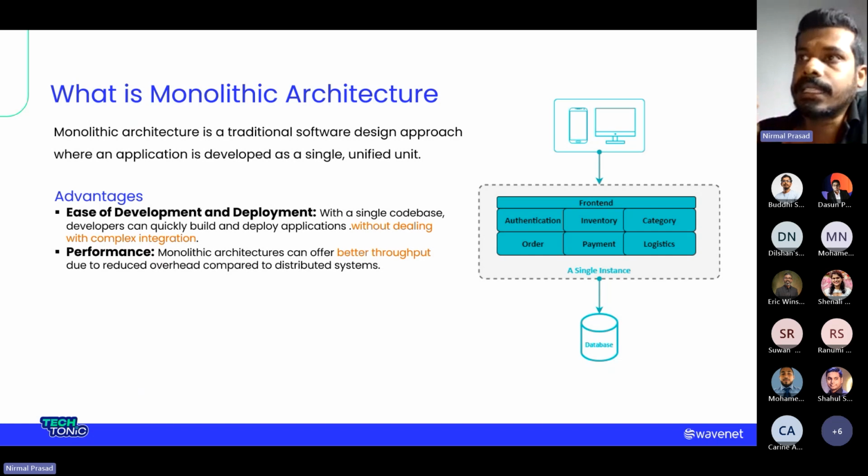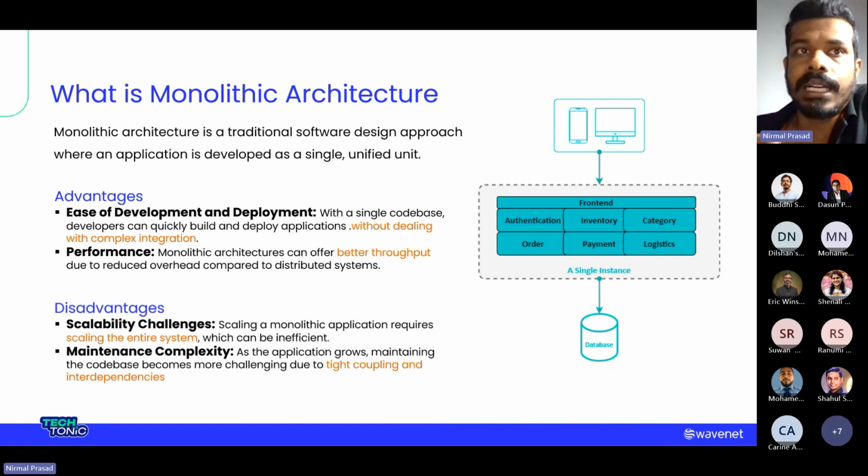Another thing is that the performance of this architecture is high because it is a single unit. It runs as one process. Because of this one process, module to module communication goes through the same memory space. There is no network involvement, so we can get better throughput from this kind of architecture. For performance related workloads, we can still use a monolithic architecture design.